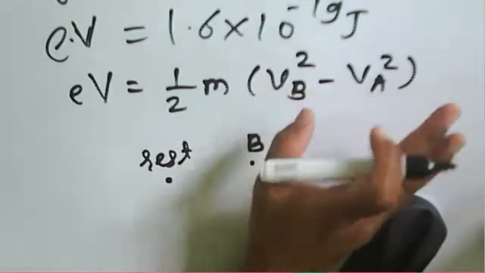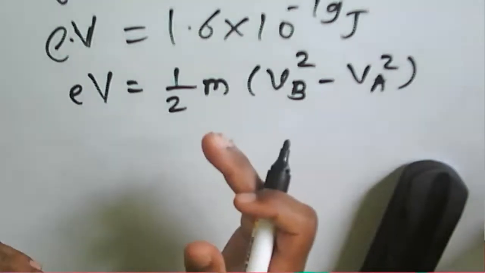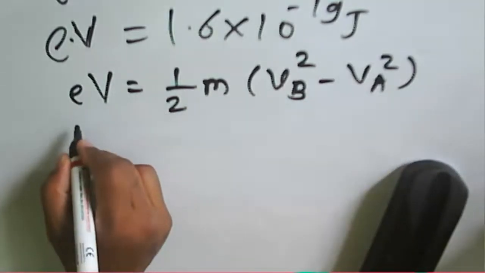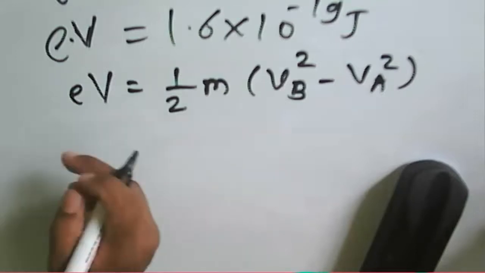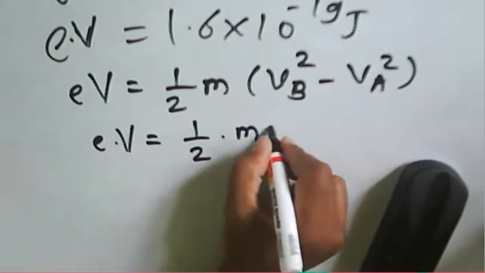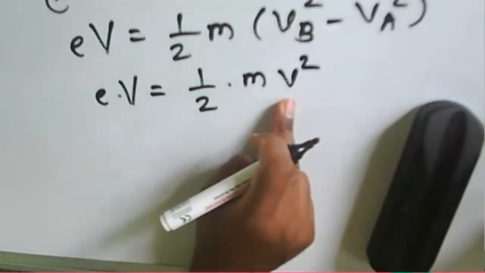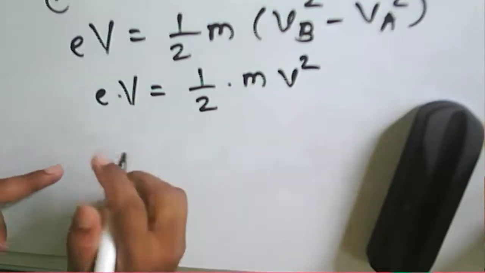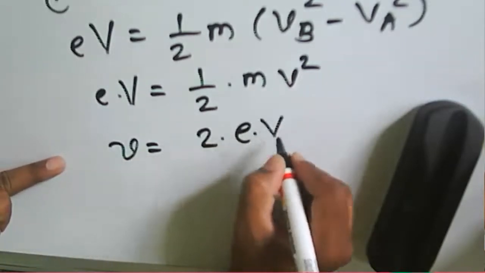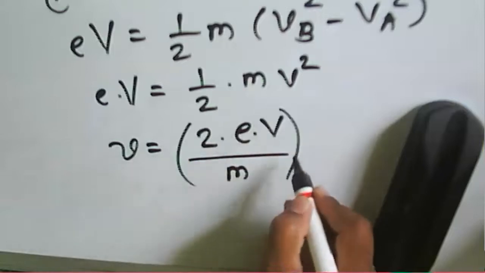So if we remove that particular point, if an electron starts from rest, in that case it accelerates through a given potential V here. So we can rewrite this equation: eV is equal to 1 by 2 m v square. Now this is about the velocity of the electron starting from rest. So v is equal to (2 e V by m) to the power 1 by 2.